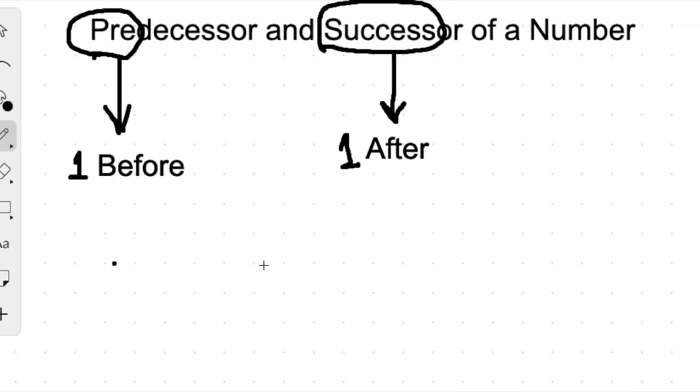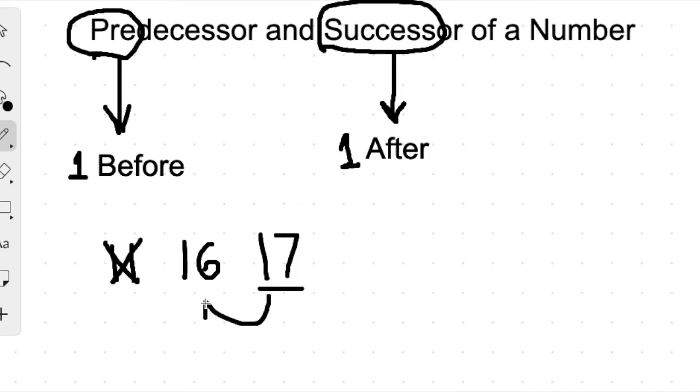So predecessor of, let's say we have a number 17, predecessor of 17 is not 11. We cannot say 11 is predecessor of 17. Predecessor of 17 is 16, which is, if we go back, it is minus 1. So predecessor of a number is subtracting 1 from a number and we get predecessor of that number.